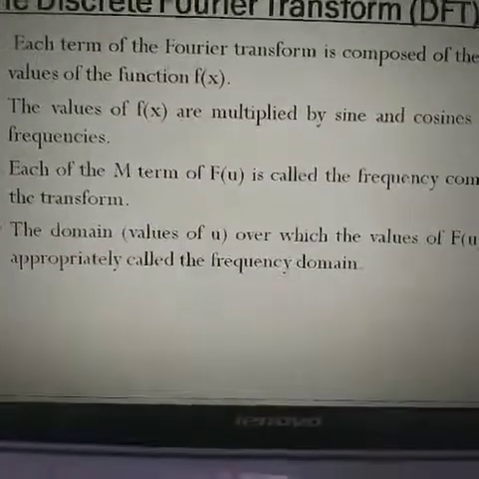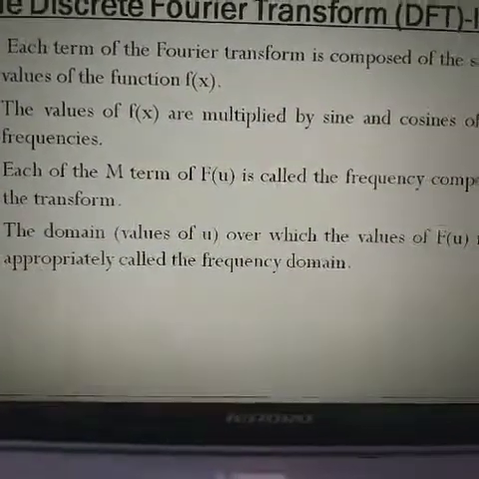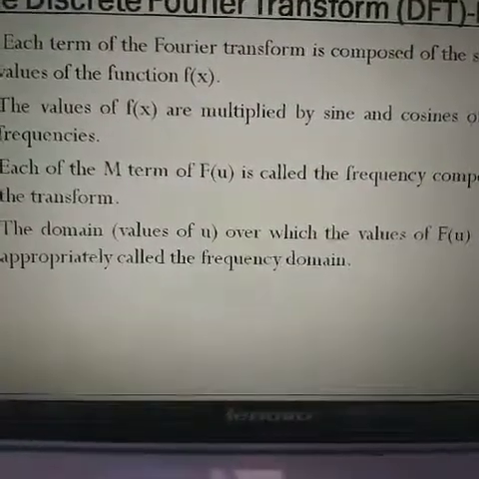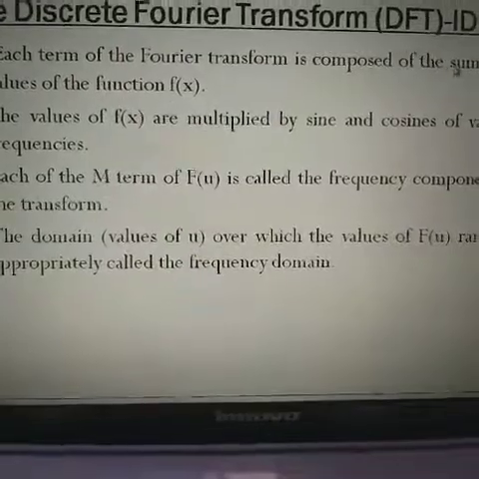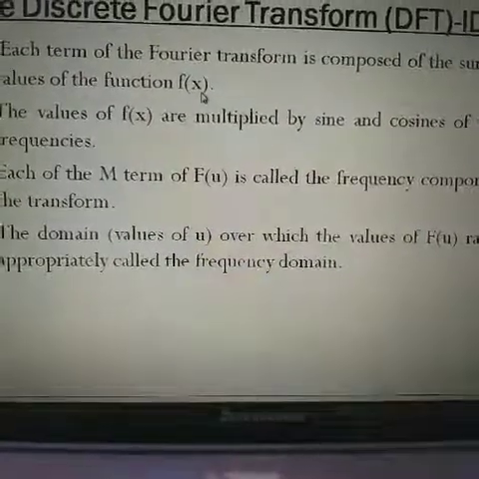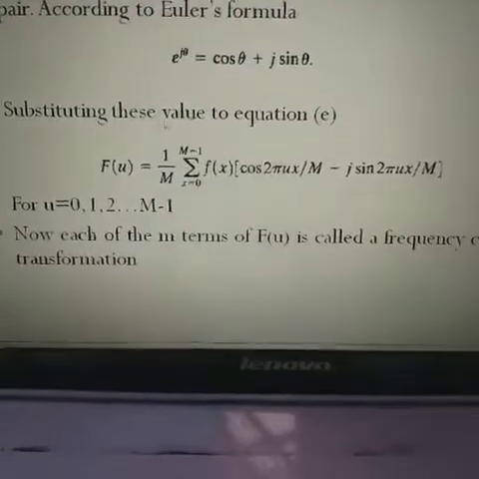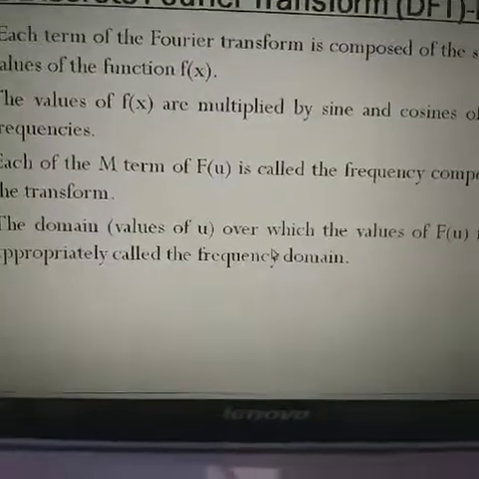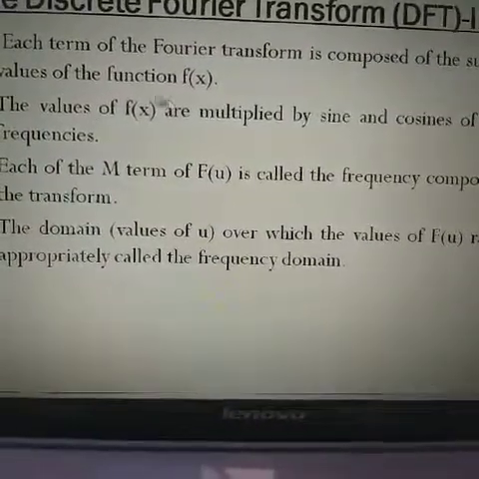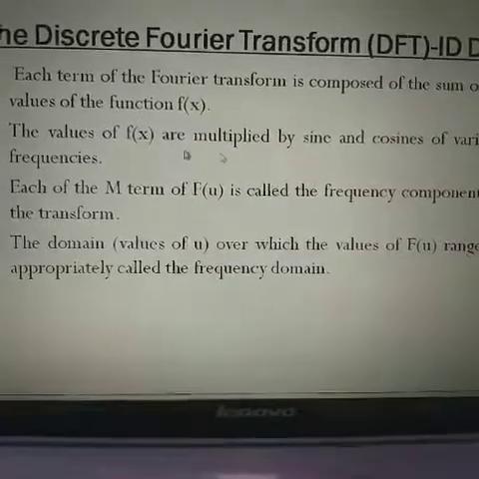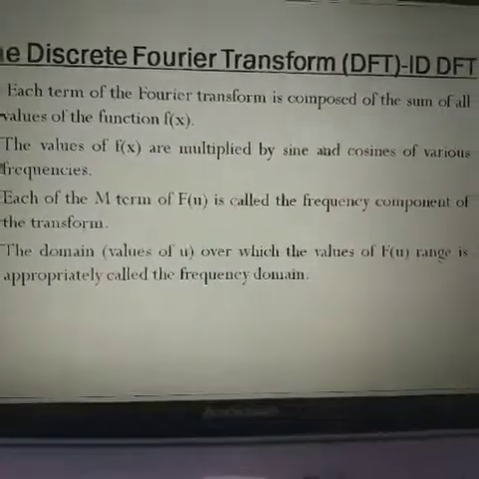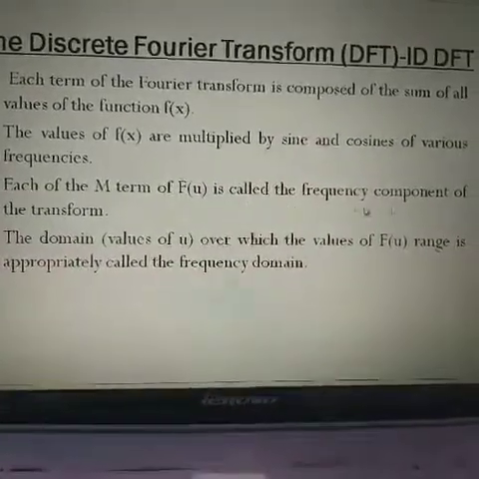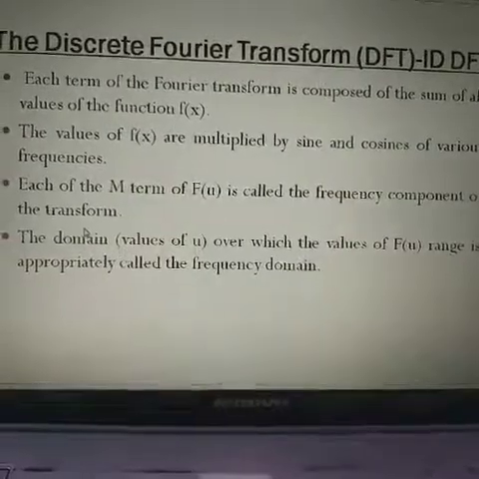Now we will discuss the other terms related to the one-dimensional discrete Fourier transformation. Each term of the Fourier transformation is composed of the sum of all the values of the function f(x). Clear? We have the sum of cosine and sine values. So each value is expressed as a sum of the values of the function f(x), which are multiplied by sine and cosine of various frequencies. Clear? So each of the m terms of F(u) is called a frequency component of the transform, that we already discussed.